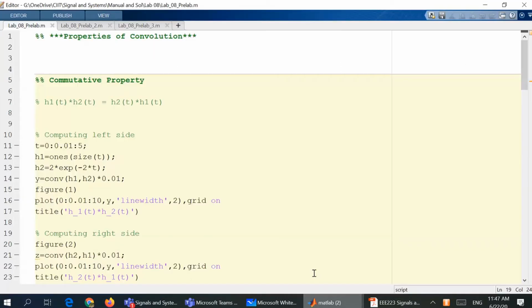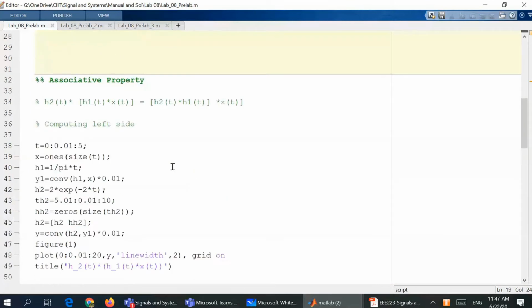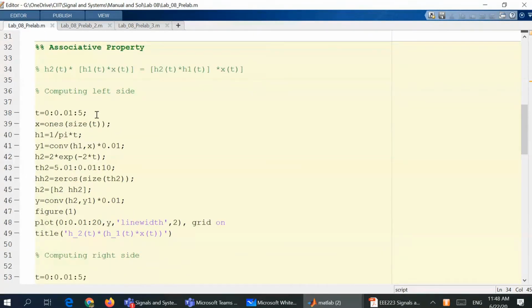Similarly, the next property is the associative property. Associative property is if we convolve h1 and x first and then h2, it is the same as if we convolve h2 and h1 first and then convolve the h2 and h1's answer with the input. So again, we will take the time 0 to 5. X is 1 from 0 to 5. It was u of t minus 5. That means it's a pulse between 0 and 5.